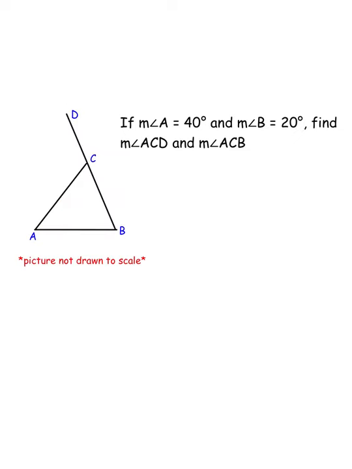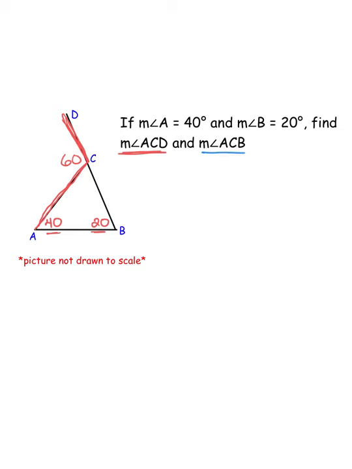So if I look at this example here, it says if the measure of angle A is 40, so the first thing I'm going to do is mark up my picture, that's 40, and the measure of angle B is 20, it says find the measure of ACD, so I'm going to trace from A to C to D, so this is an outside angle. So if I look at the exterior angle theorem, all I have to do is add 40 plus 20, so this angle is going to be 60.